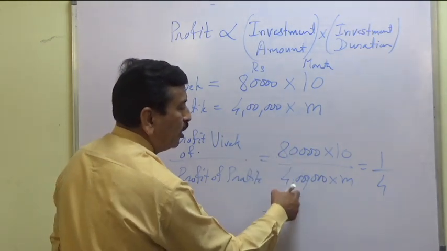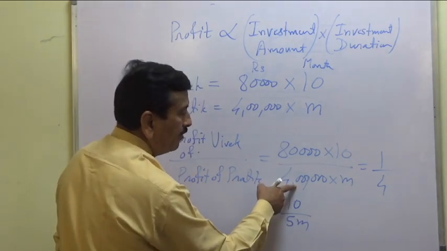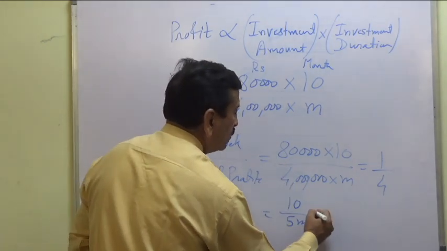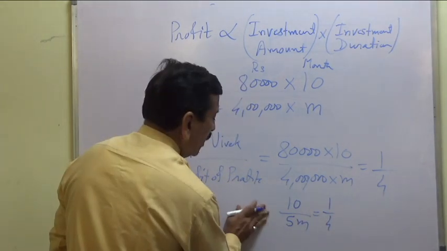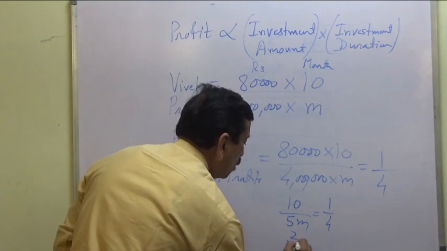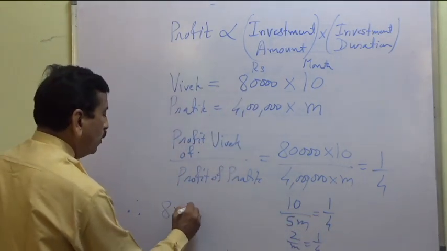80,000 gets cut down with 4 lakh, I'll get 10 upon 5M. 80,000 divided by 4 lakh, we'll get this is equal to 1/4. And therefore, we can say that 10 by 5 is 2. 2 by M is equal to 1/4. And therefore, 8 is equal to M.